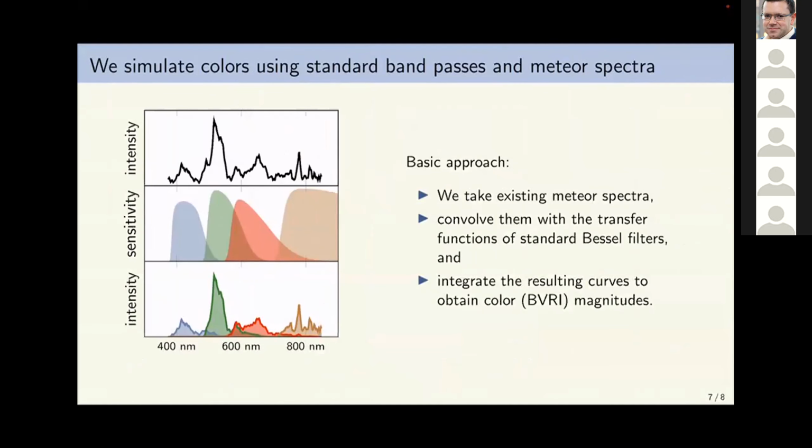I take each of those spectra in the catalog, multiply them by the transfer functions, and get what you're looking at on the bottom plot here, which is basically a spectrum filtered through that color, which you can then integrate to get the color magnitude. And that's pretty much the approach in a nutshell, very, very simple.